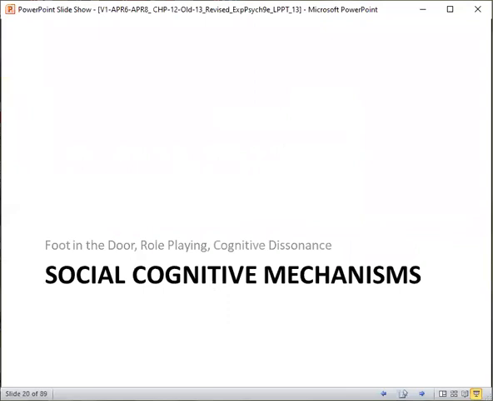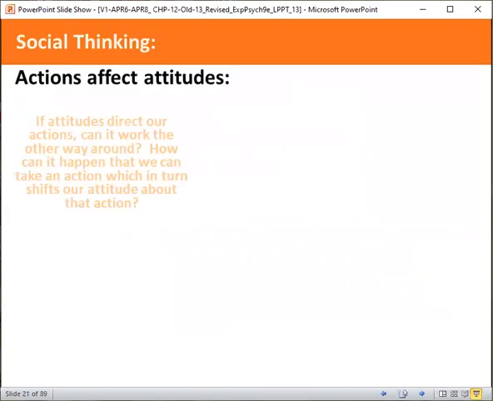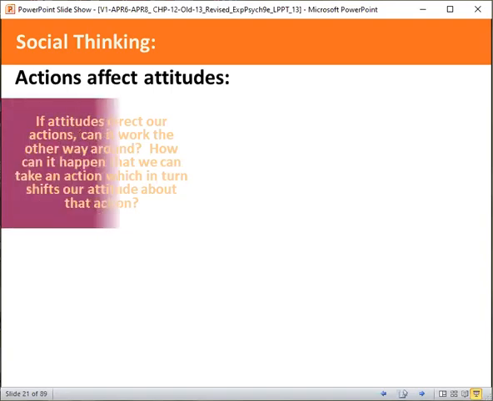Now, let's look at some social cognitive mechanisms. And what this basically means is this. If attitudes direct our actions, can it work the other way around? How can it happen that we can take an action which in turn shifts our attitude about that action? So here we're looking at the flip of this. We're looking now at our actions changing our attitudes, okay?